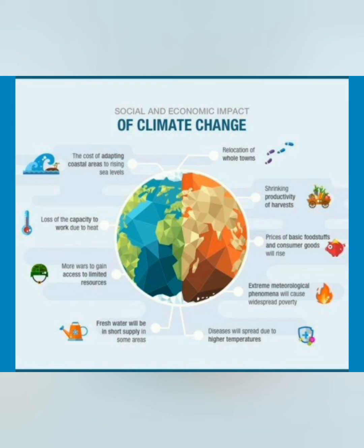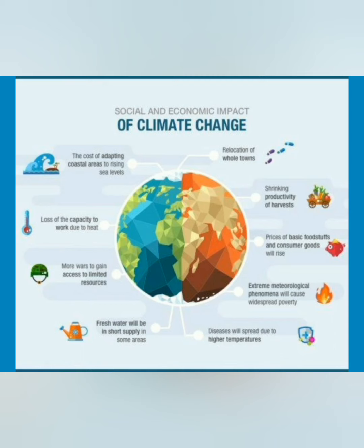Future predictions or social and economic impact of climate change. Although it is not possible to make very accurate predictions on its impact for the future, we can still look at the changes in some natural phenomena which we are facing now. Dislocation and disappearance of plant and animal species, relocation of whole towns, shrinking productivity of harvest, prices of basic foodstuffs and consumer goods will rise.